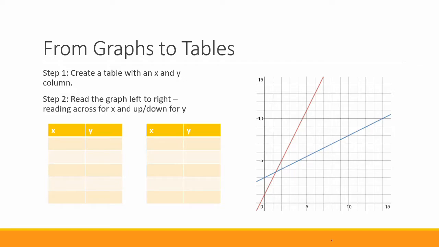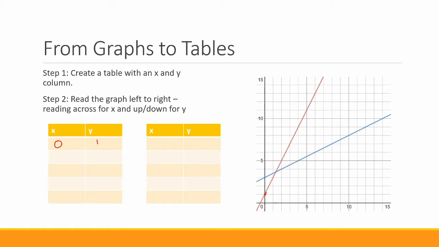To take a line and turn it into a table, we simply need to, first of all, create a table with our X column and a Y column. And then we need to read the graph left to right, reading across for our X value and up for our Y. So here I have an X value of 0, and I'm going to start at 0, and I have a Y value of 1, so I'm going to put a 1 in there.